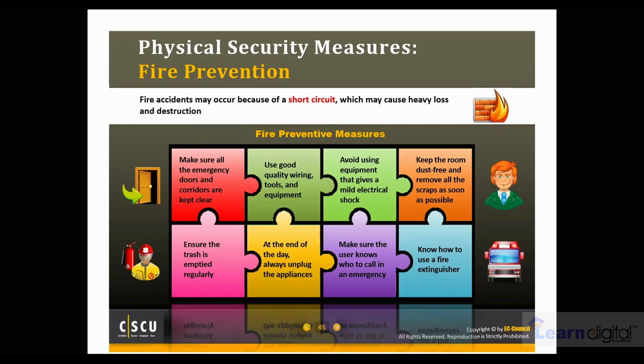Then again, there is fire prevention as well. Obviously fire accidents may occur because of a short circuit, which may cause heavy loss and destruction. So make sure all the emergency doors or corridors are kept clear. You can use good quality wiring tools and equipment.